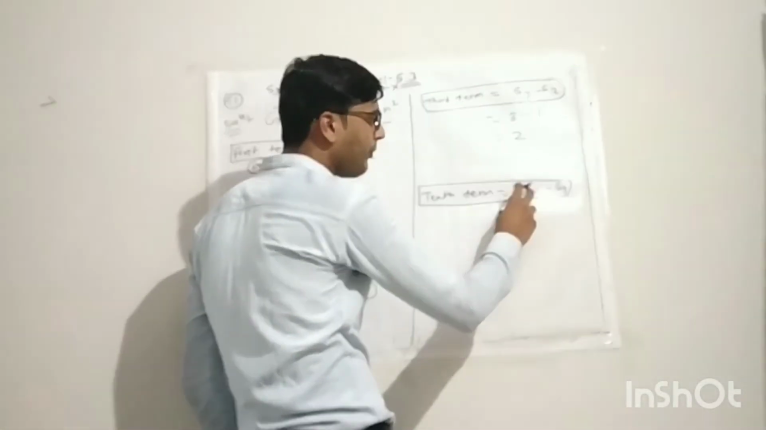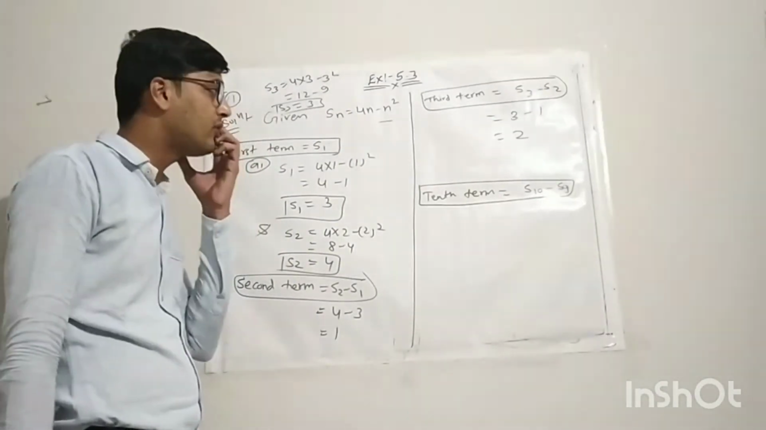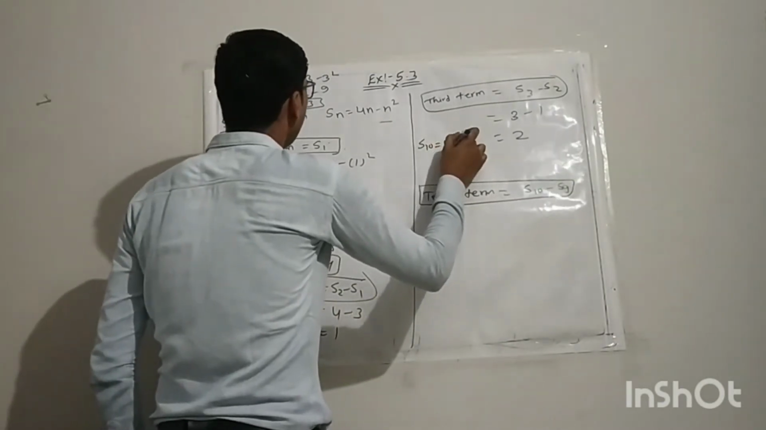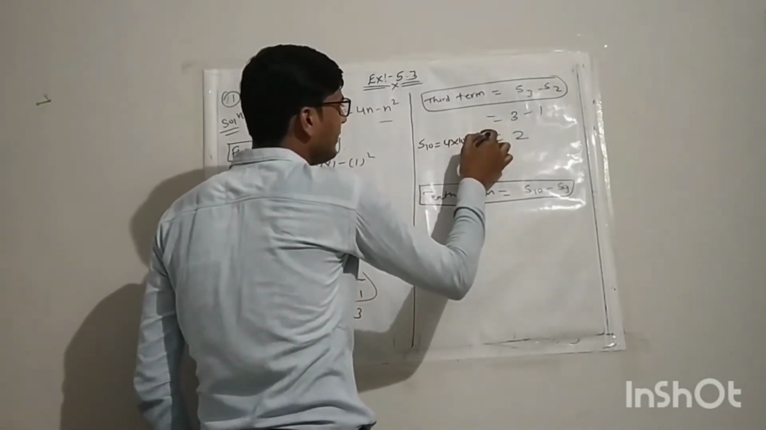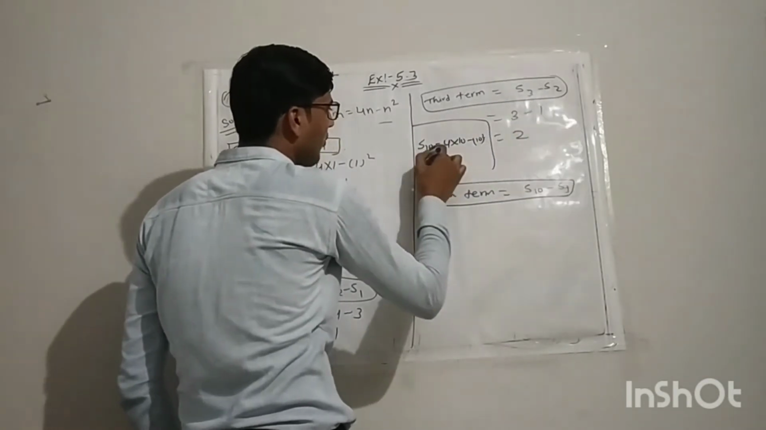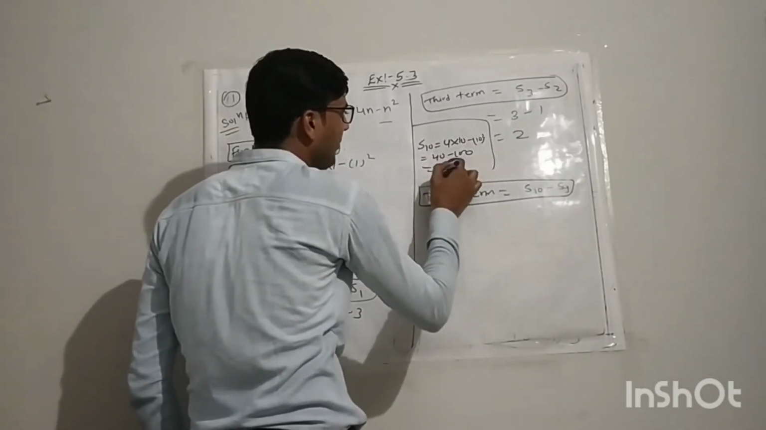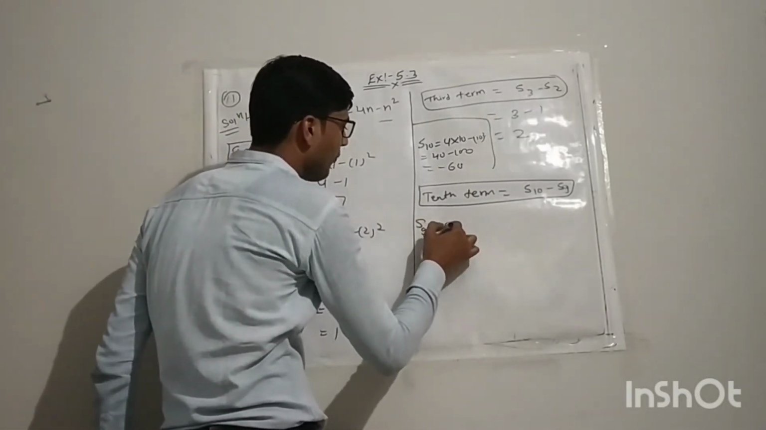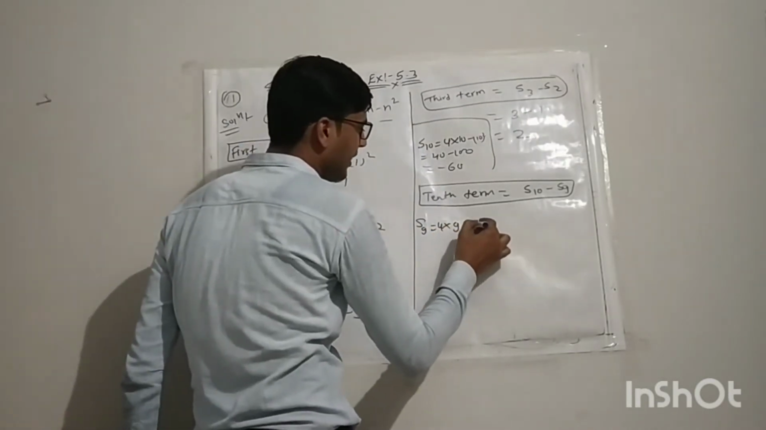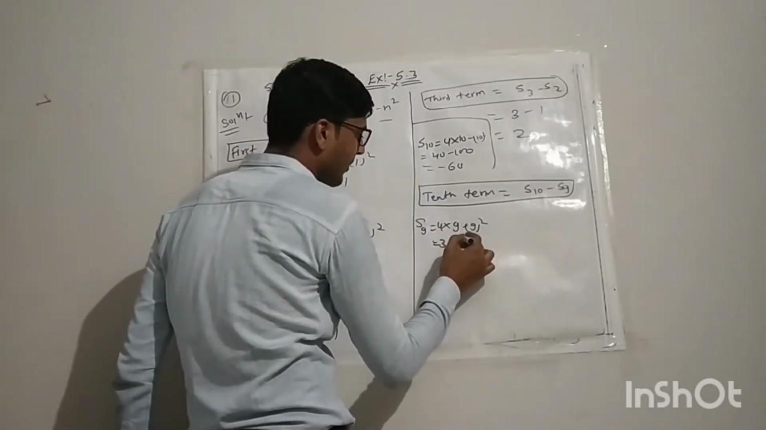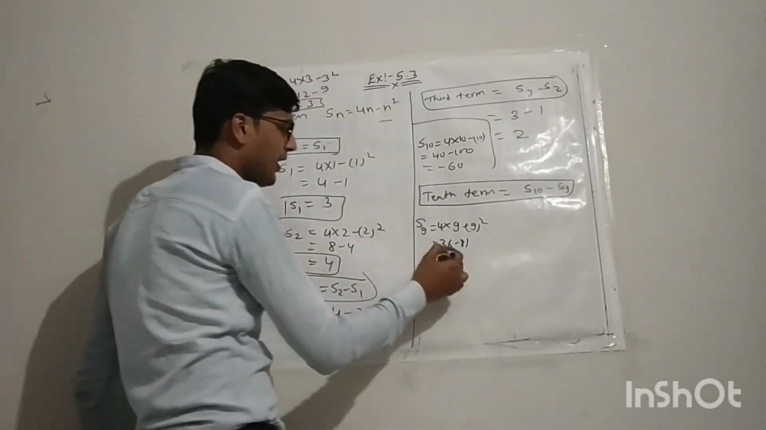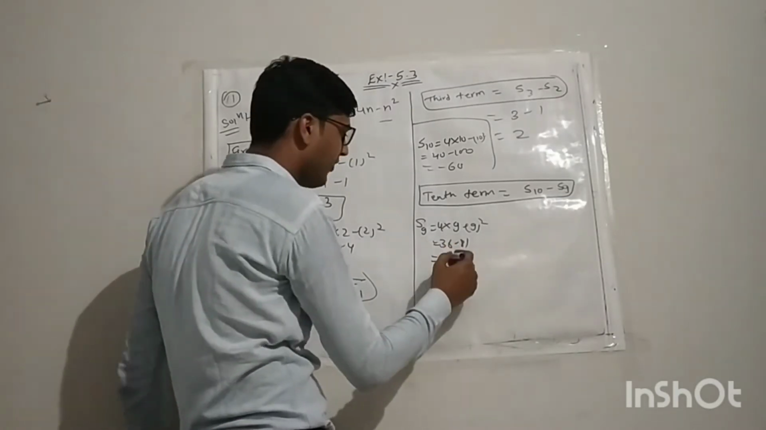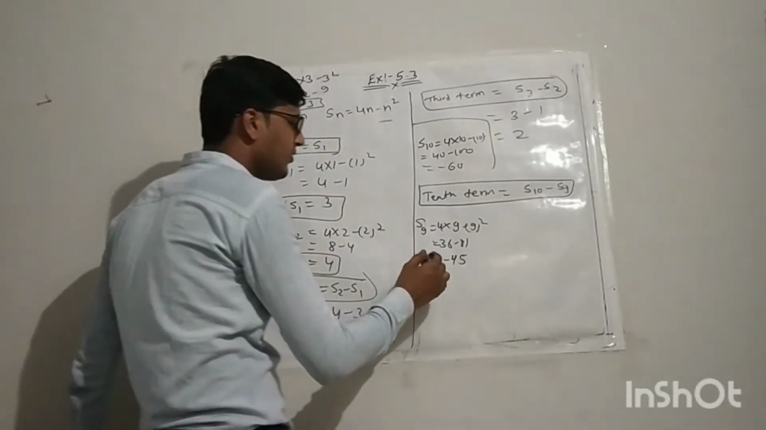So how do we find the 10th term? S10 minus S9. First we find S10. So we put 4 into 10 minus 10 squared. Simply it becomes 40 minus 100, so we get minus 60. And S9 we find: 4 into 9 minus 9 squared. Simply 36 minus 81, so S9 is minus 45.